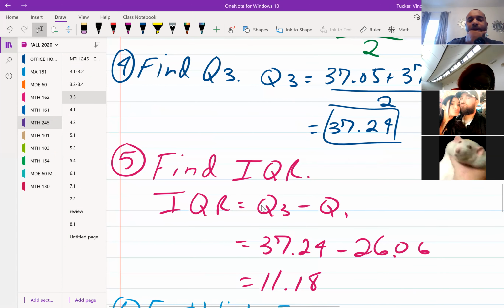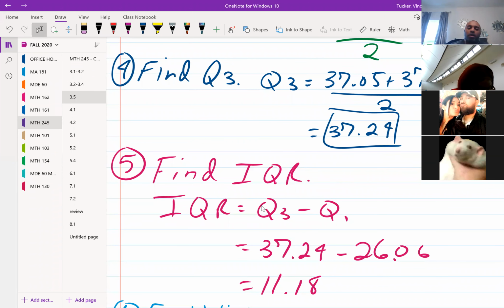And so then step 5 is find the IQR. Q3 minus Q1. 37.24 minus 26.06. It gave us 11.18. So when we look at what we're doing here, if you follow the steps, they're not really asking you for hard calculation, just need to know the steps. So if you stick to the steps, we should be good as far as the process is concerned.